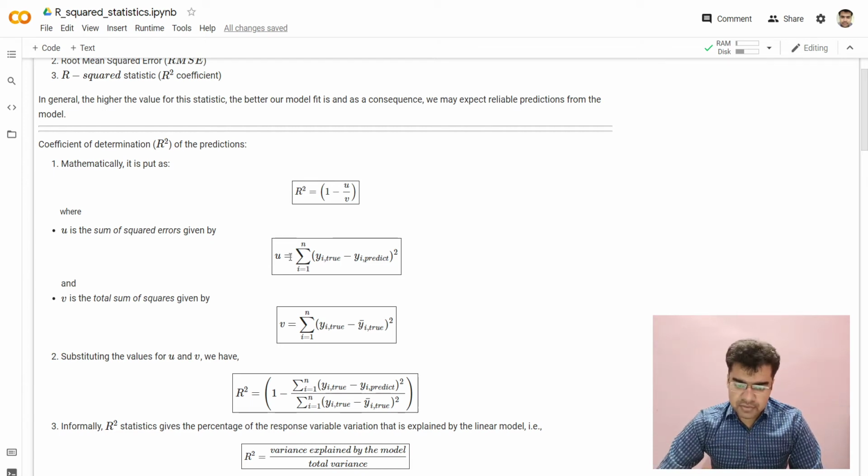As you can see from this expression, u is computed by a summation running from i equal to 1 to n, which means it covers all the n data points. What it computes is the difference between the prediction and the corresponding ground truth, squared. Once we calculate this, we have a value for the sum of squared errors.